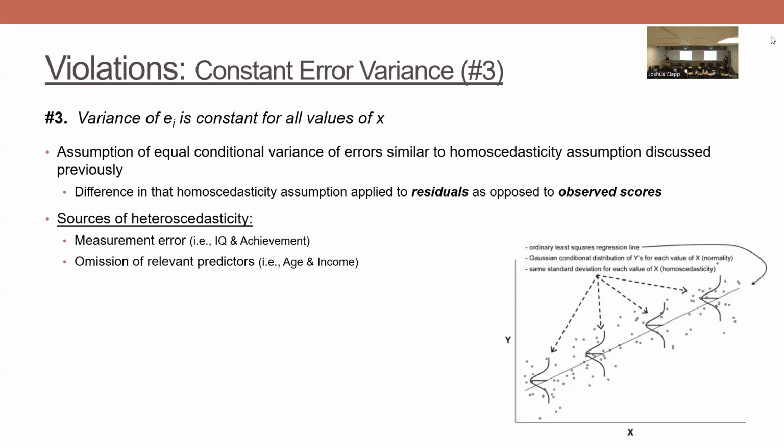The other thing is if I omit relevant variables, right? We talked about this, the relation between age and income. Now, if I'm looking at 8-year-olds and their income, that's going to be pretty tight. If I look at 16-year-olds and income, it's going to be tight.